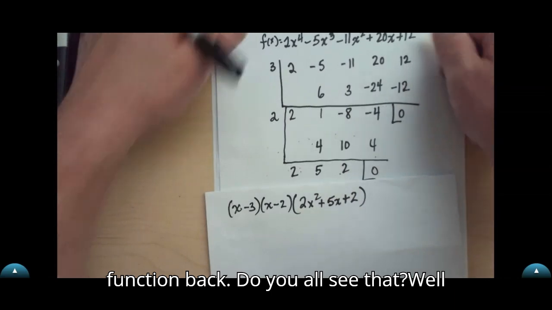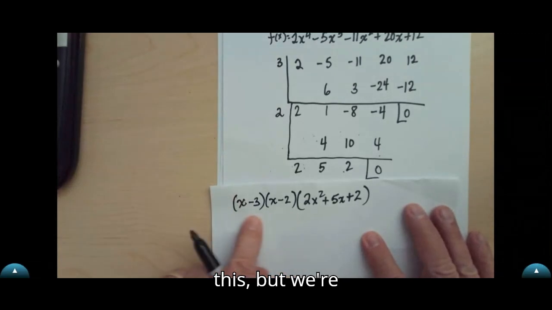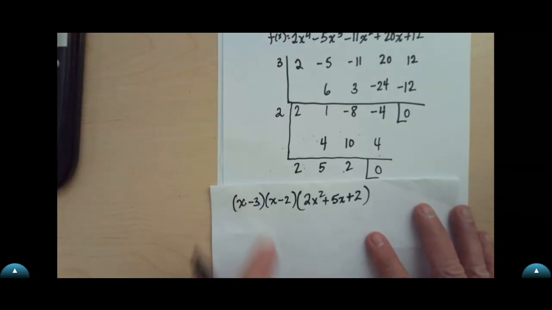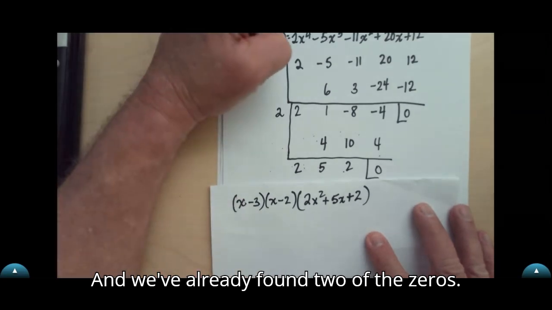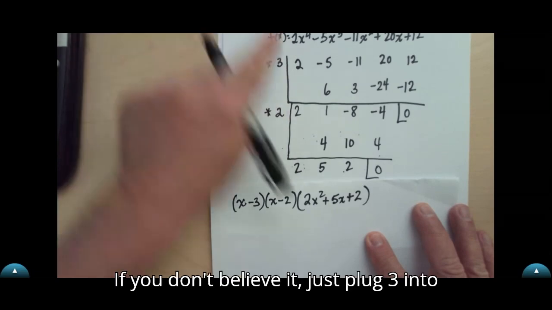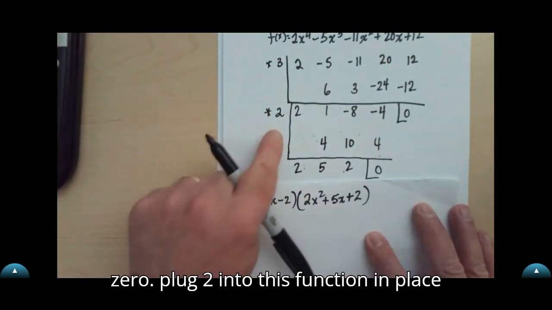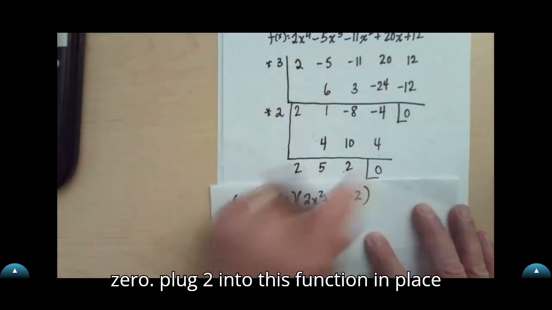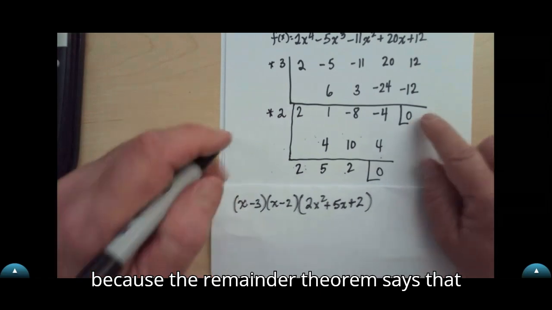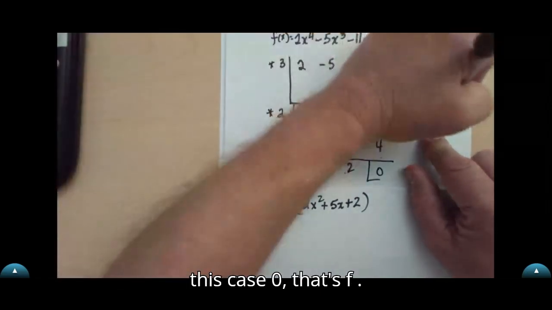Do y'all see that? Well, guess what? We don't know how to factor this, but we're factoring it anyway. And we've already found 2 of the zeros. 3 is a 0, 2 is a 0. If you don't believe it, just plug 3 into this function. You'll see that you get 0. Plug 2 into this function in place of x, you'll see you get 0. I know that because the remainder theorem says that whatever I get for the remainder here, in this case 0, that's f of 3.